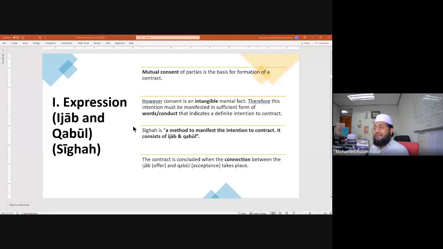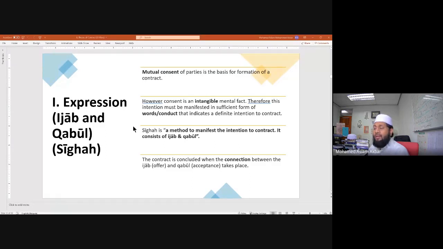You know, these are the things. You will clearly tell, "Sayajual," I sell, or I buy. So this is the way that you show the expression of mutual consent, because this is intangible. This is a mental fact, right? No one can actually identify unless you show an expression. Therefore, this intention must be manifested in sufficient form.